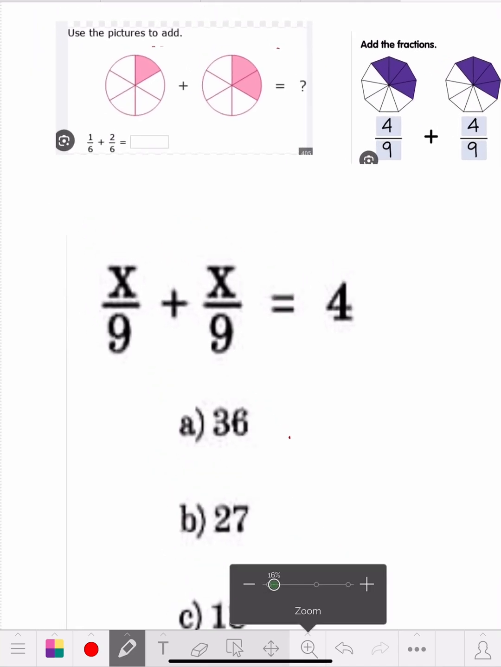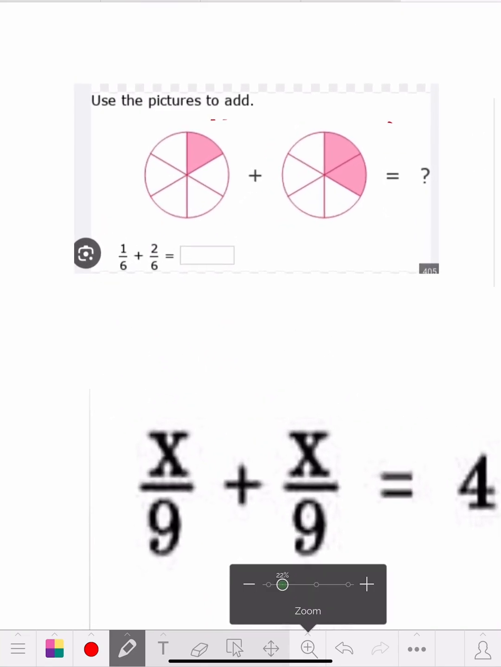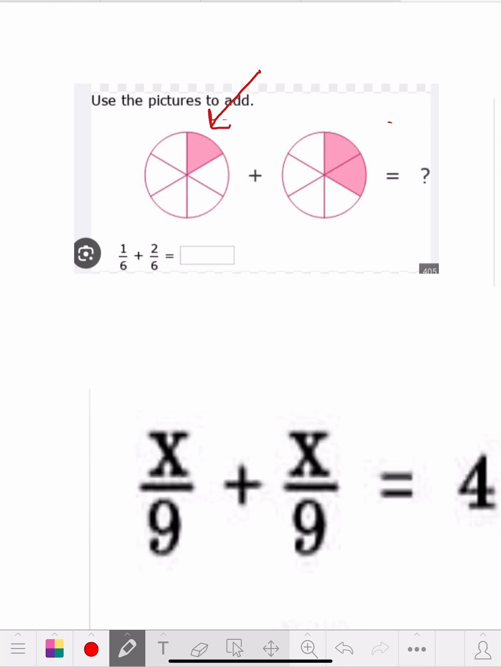Okay, so what I did is I put a couple examples above. Let's go through those, okay? So you can see it and you might say, oh yeah, I can remember this. This is 1/6 plus 2/6. It says use the pictures to add. So we cut the pie into sixes. We got 1 piece of pie and we got 2 pieces of pie. How many pieces of pie is that going to be? It's going to be 3. And what's the total quantity of the whole thing? 6. So it's going to be 3/6. So the numerator, you add them, the denominator stays the same. So the answer is 3/6.